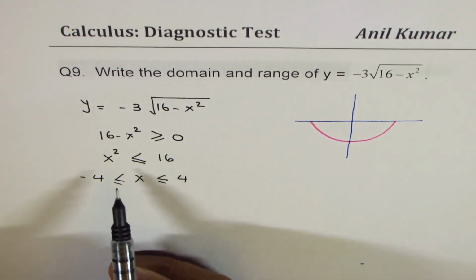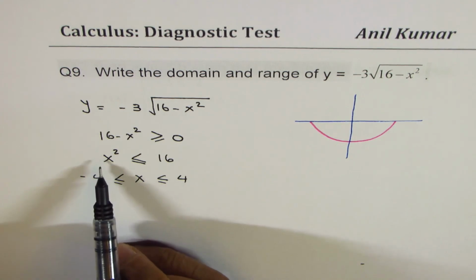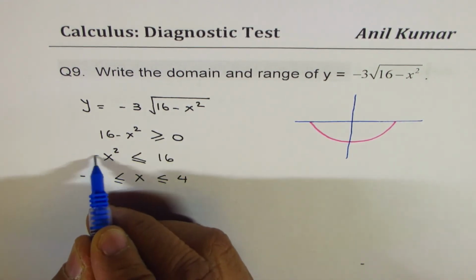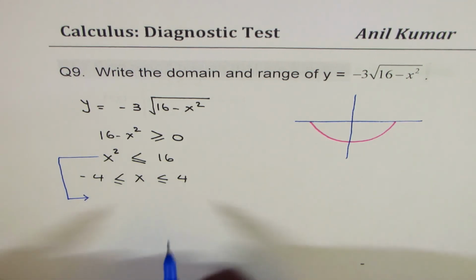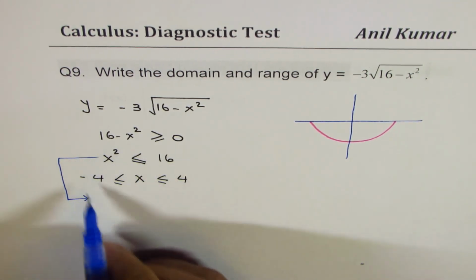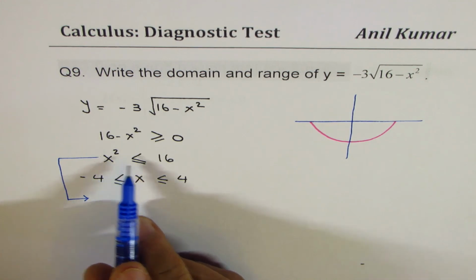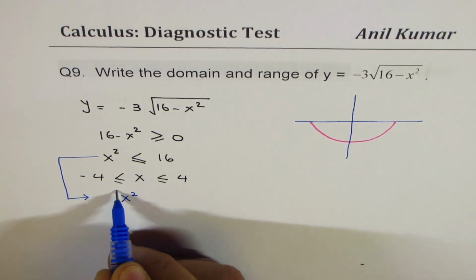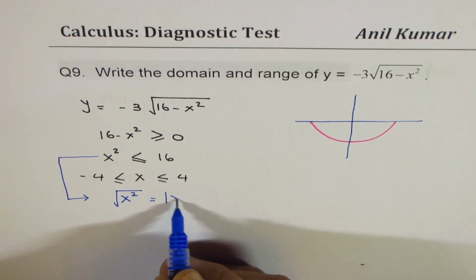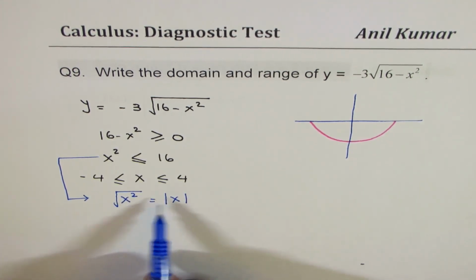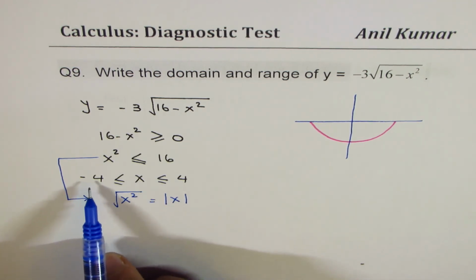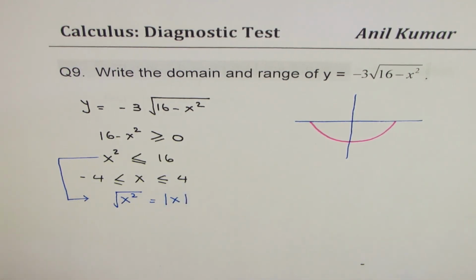Right? Now, when you do square root, the important thing here is to understand. Let me do one more step here. At this stage, what are we doing? We are doing square root of a function. So you should know that square root of x square is actually the absolute value of x. And that is why we are saying that x should be between minus 4 and plus 4.